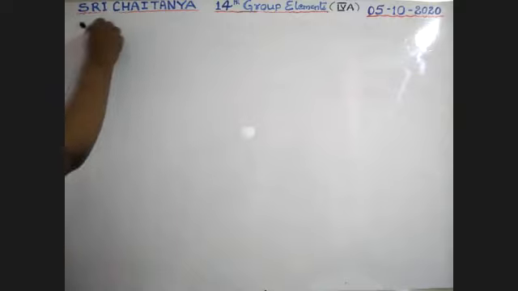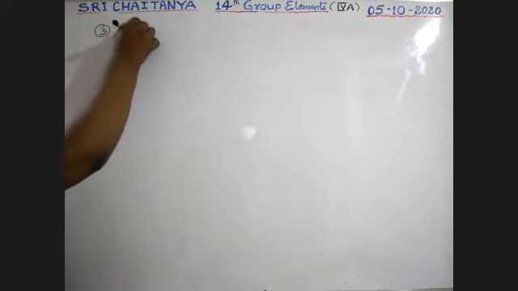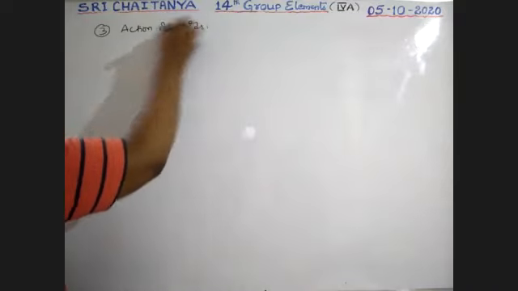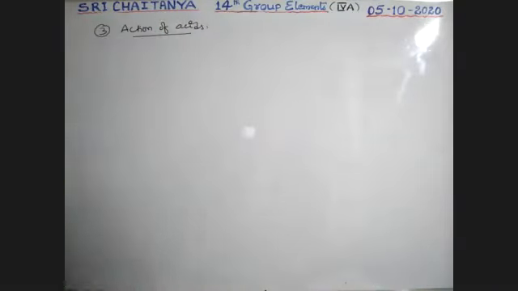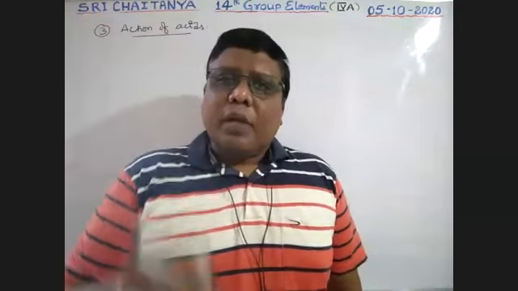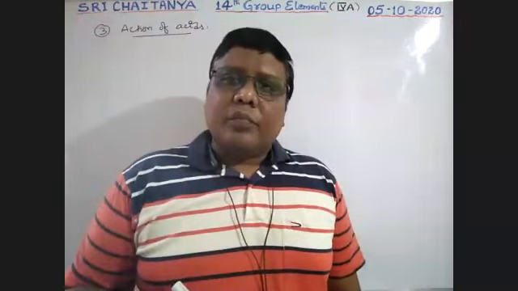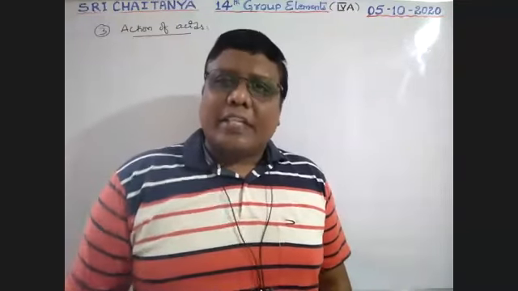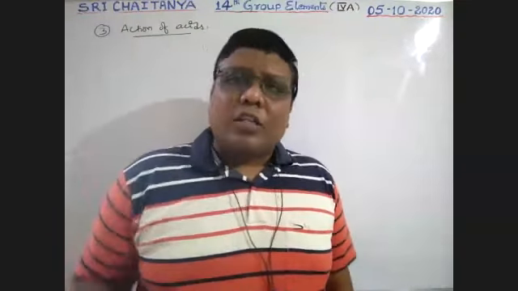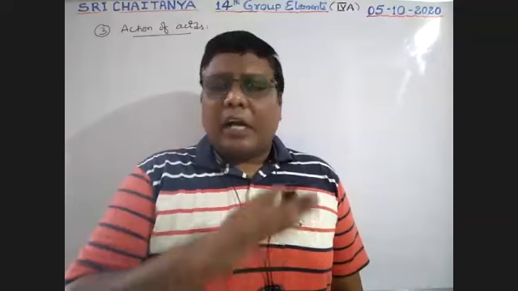Third point, third concept: action of acids. See boys, our acids HCl, H2SO4, HNO3. Carbon, that is HCl, there is no oxygen. That is a non-oxidizing acid. Carbon does not react with that type of non-oxidizing acid because those acids do not act as oxidizing agents. So that is why carbon is not formed.